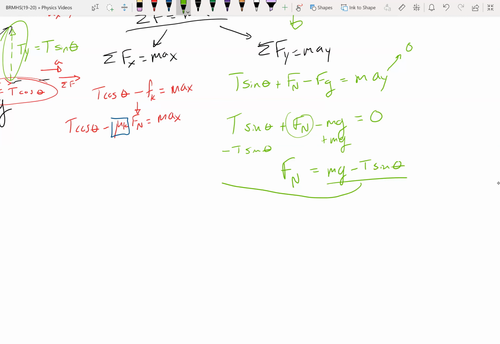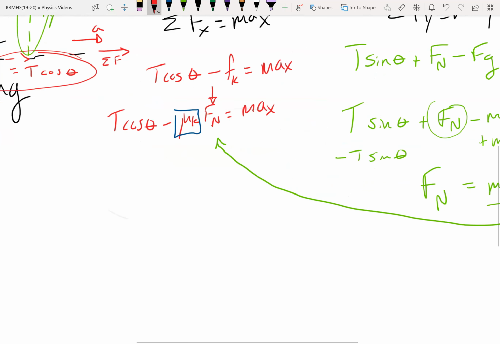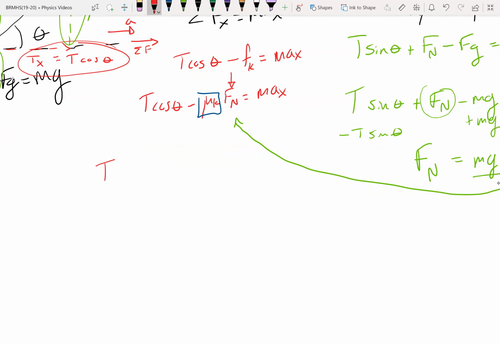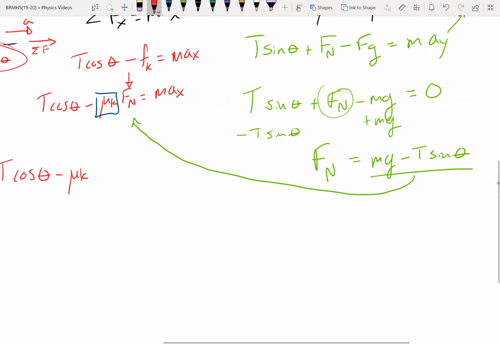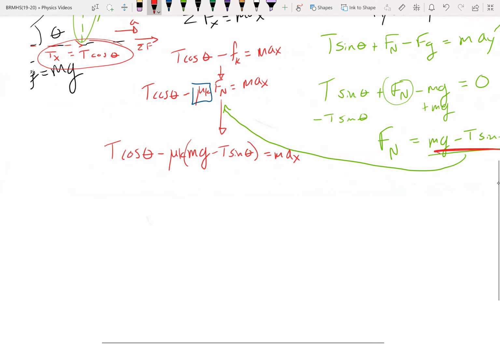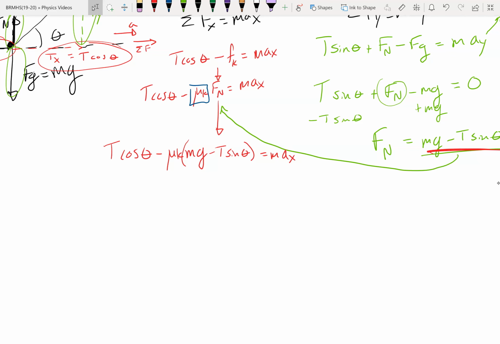All right, there's normal force. I can bring it over here and substitute it in for my equation about F equals ma in the x direction. T cosine theta minus mu k times my normal force, which is over here, mg, I need parentheses, mg minus T sine theta. That's my normal force. I just dropped it in right there. Equals mass times acceleration in the x direction. Okay. What did I say we wanted to find? Mu k?